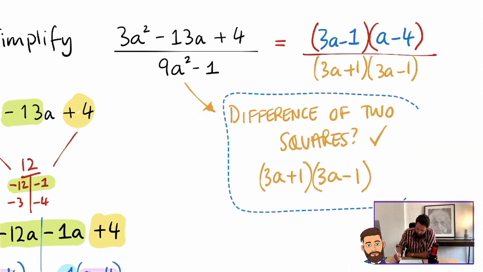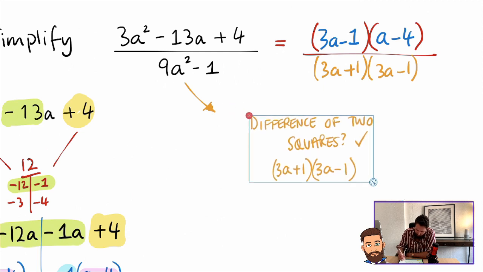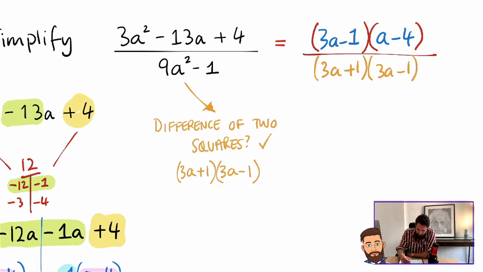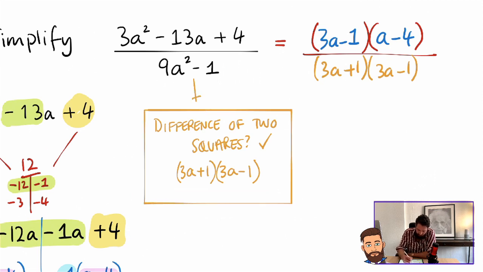Maybe I'll just make this smaller so it's not in our way. Maybe put a box around it as well. So difference of 2 squares definitely will be something that I'll be looking at in more detail.